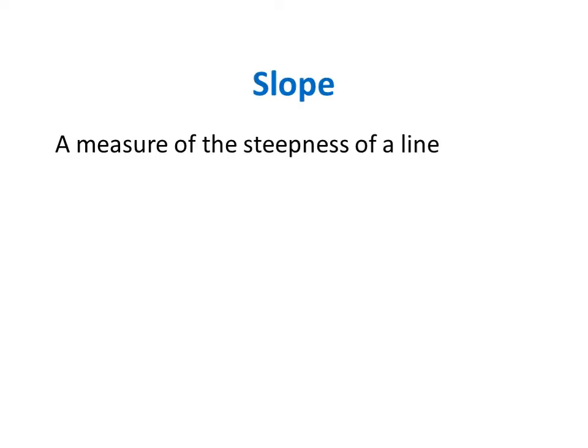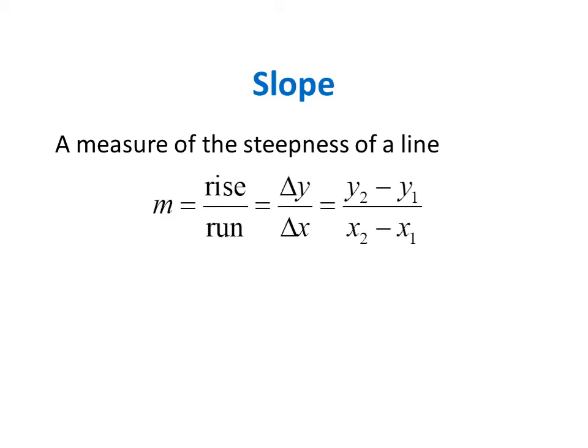In this video, we will learn about the slope of a line. The slope is a measure of the steepness of a line. Therefore, it is the rise divided by the run, or the difference in y, or the delta y, divided by the difference in x, or the delta x.